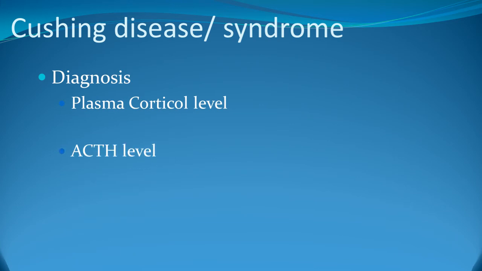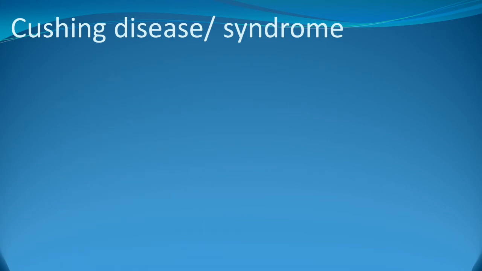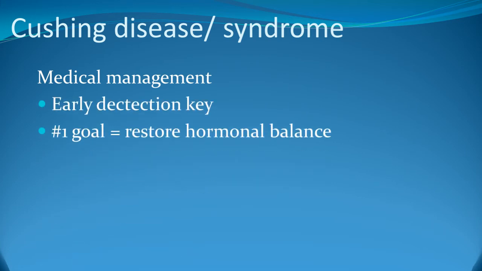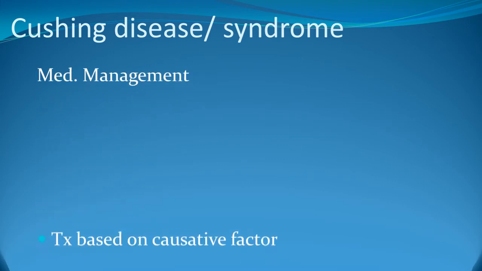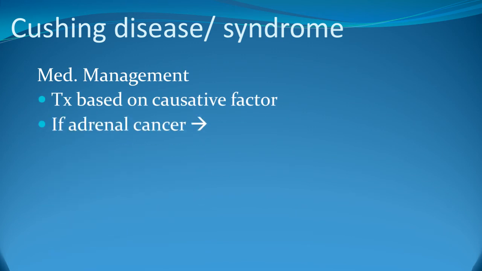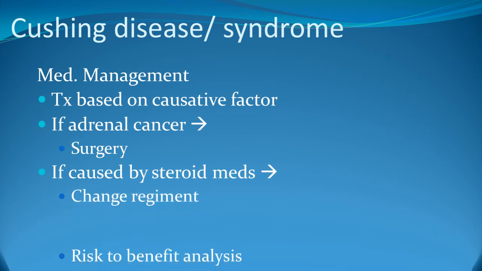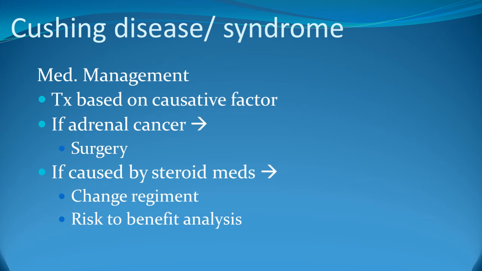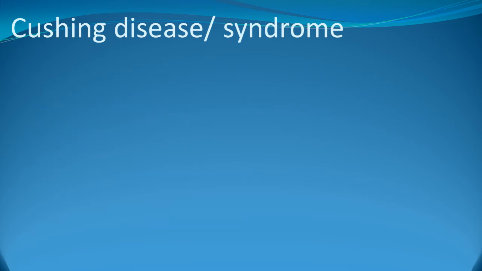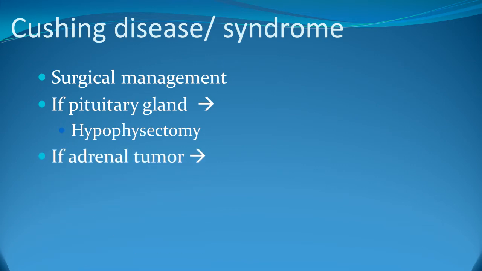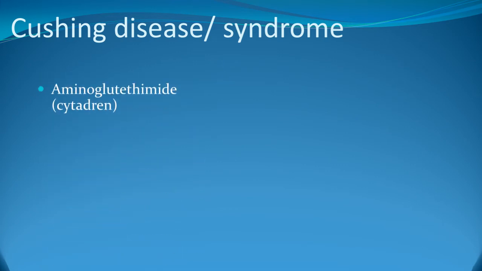Diagnosis: plasma cortisol level, ACTH level, and adrenal angiography. Medical management: early detection is the key, and the first goal is to restore hormonal balance, and usually medications are given. Treatment is based on the causative factor. If it is adrenal cancer, then surgery. If it is caused by steroid medication, change the regimen, and a risk-to-benefit analysis can be done. Surgical management: if the pituitary gland is the cause, hypophysectomy, and if an adrenal tumor, adrenalectomy.